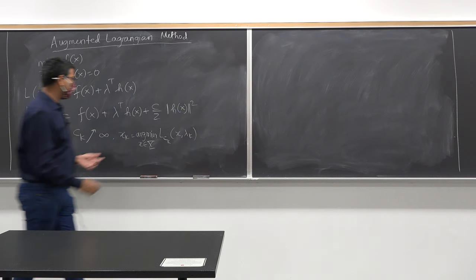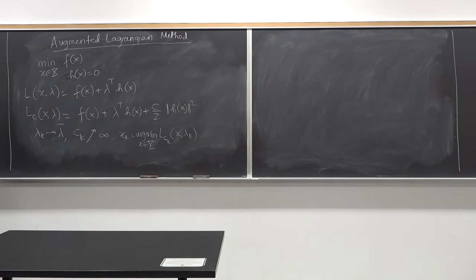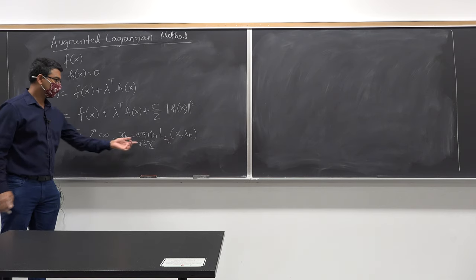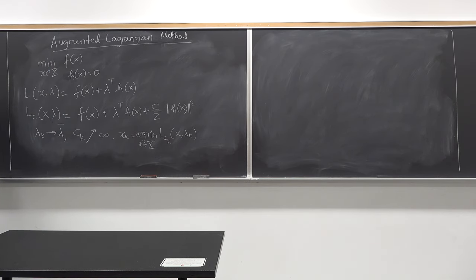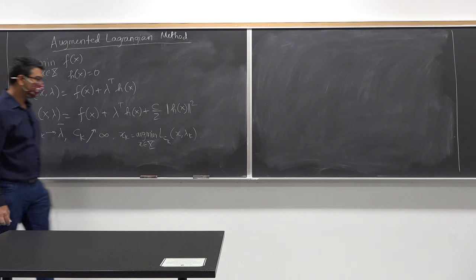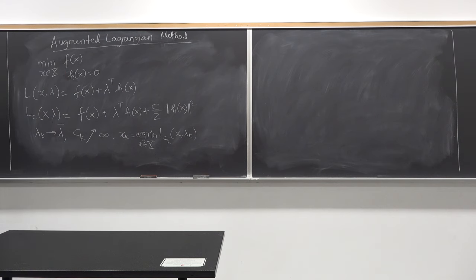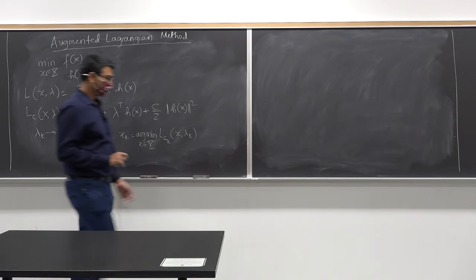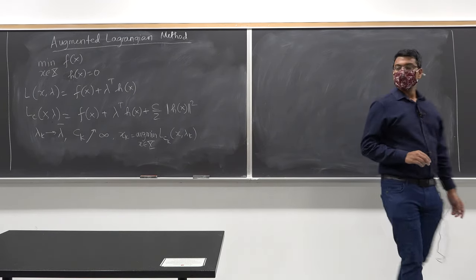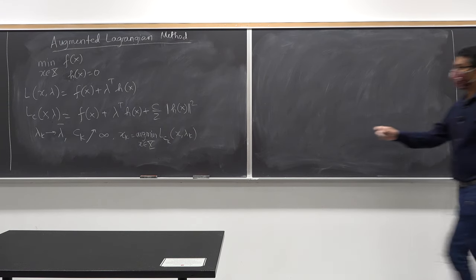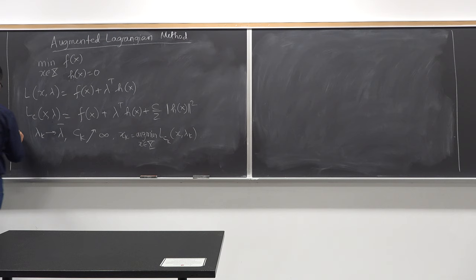So if xk converges, then it converges to the optimal solution. You may pick a sequence such that this xk will not converge, but we are not considering those situations. We are considering the situation where xk converges. You have made a judicious choice of the sequences lambda k and ck so that xk converges, and if that happens, then xk converges to the optimal solution. This was the theorem we studied in the previous class. We didn't look at the proof, but it is a key result.